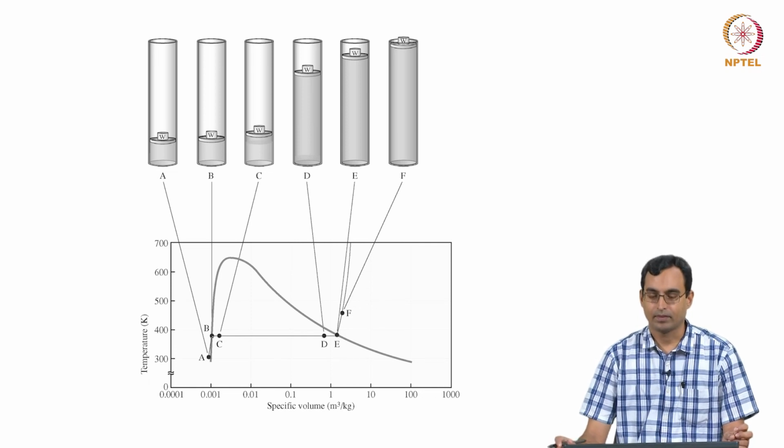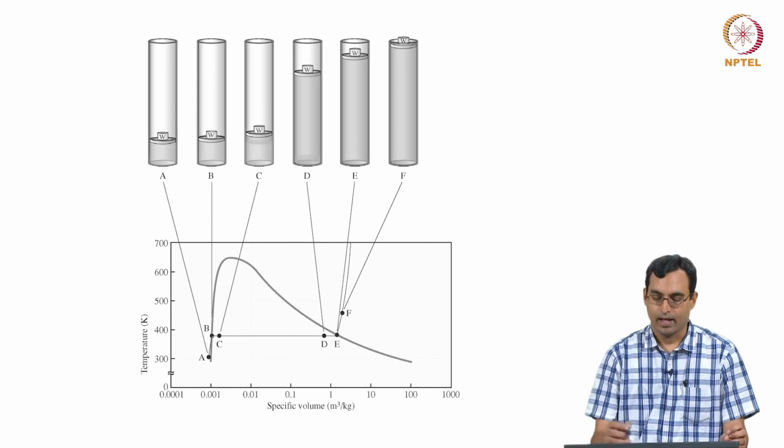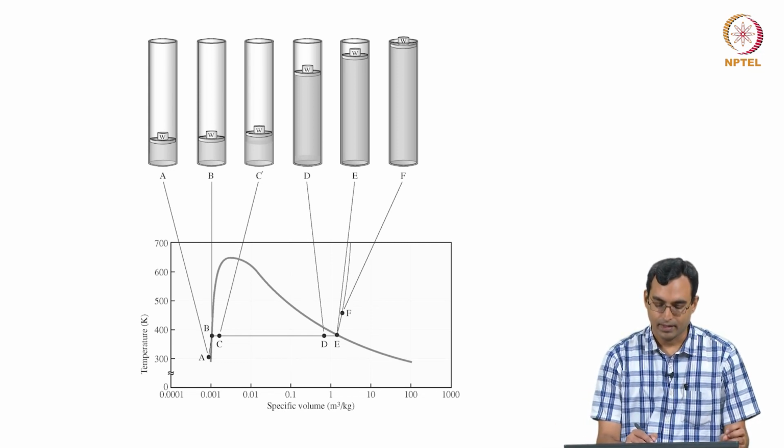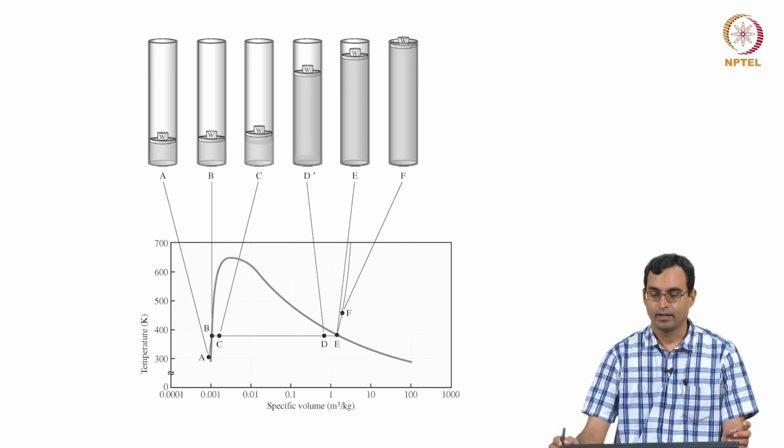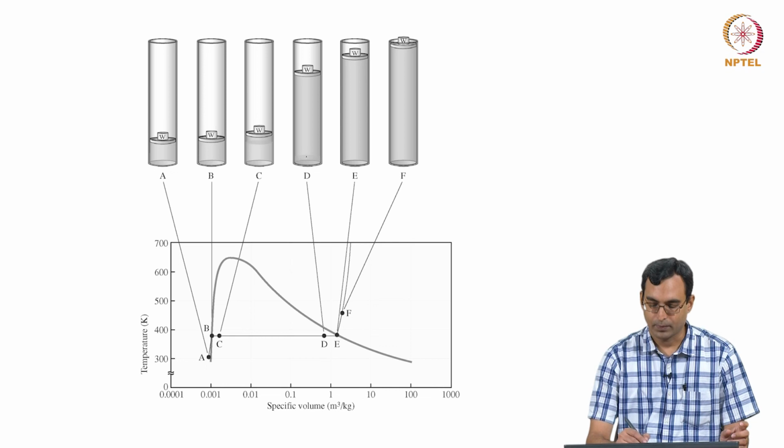After that we have conversion of liquid water into vapor. The volume increases quite a bit, the temperature remains constant during this process because the pressure is constant. And then we saw that after that we go from C to D where most of the liquid has become vapor and we have a little bit of liquid left at the bottom.